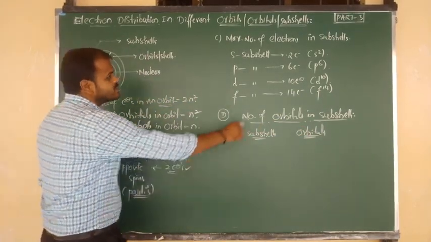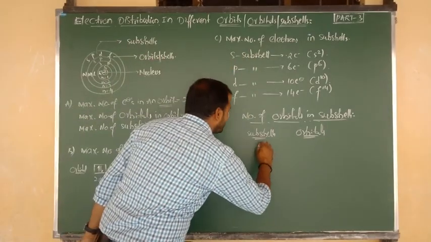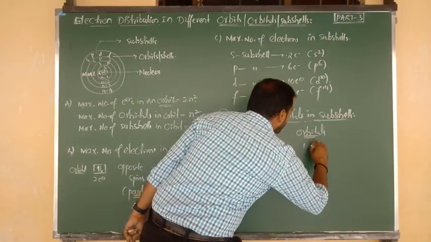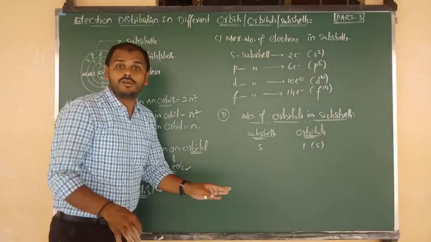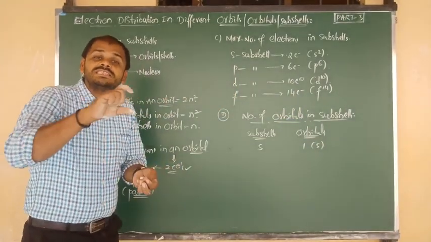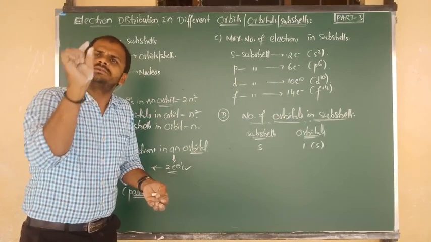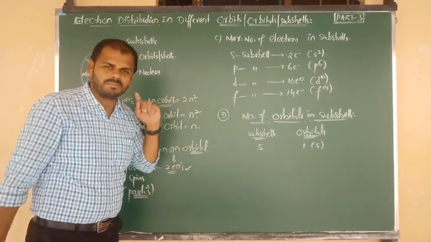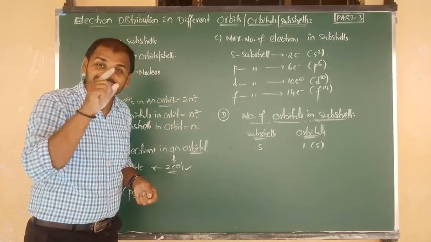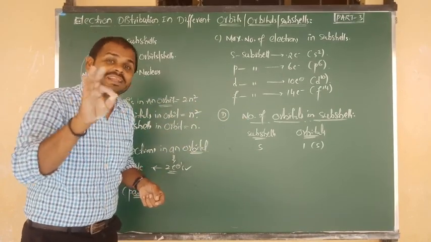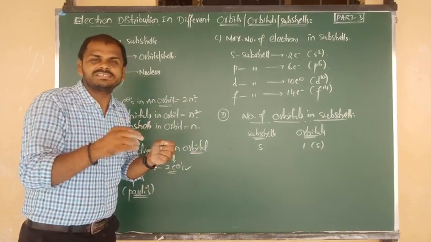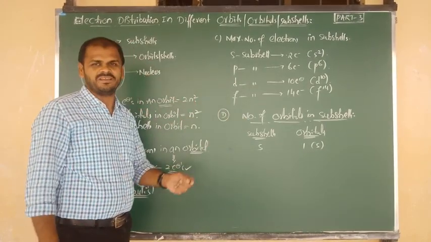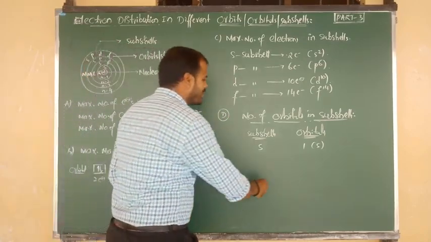So the first subshell is the S subshell. It contains only one orbital, that is S. Here, no Sx, no Sy, no Sz. Simply one S orbital. That one type of orientation is called an orbital, because S orbitals are spherical in shape and symmetric in nature. Only one orbital, only one subshell, that is S.